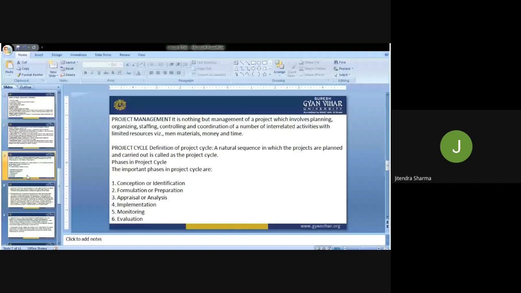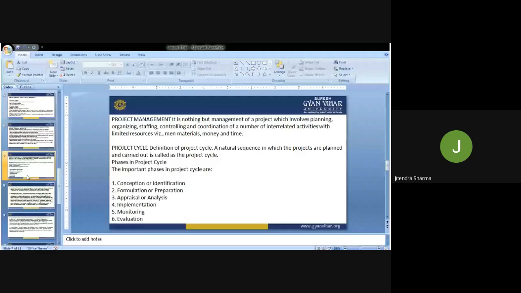Project cycle, definitely project cycle. The natural sequence in which projects are planned and carried out is called a project cycle.